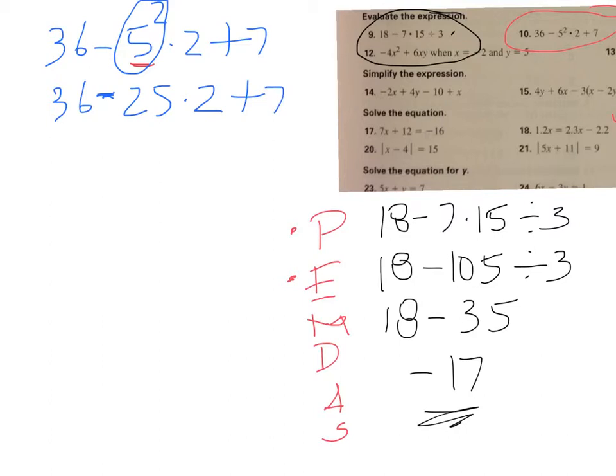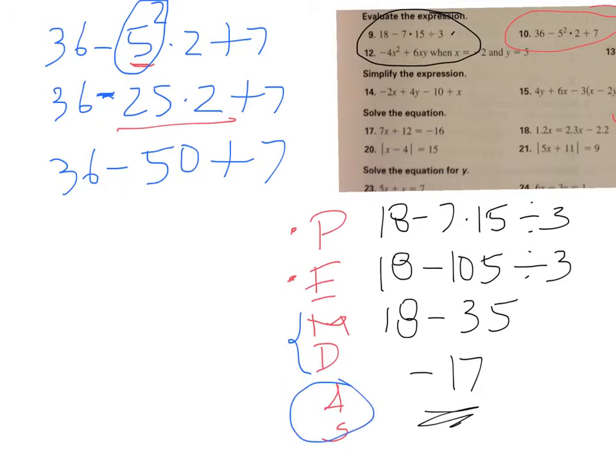Next on the order of operations, I have multiplication and division. There's only one multiplication here, which is 25 times 2. So bring down the 36. Minus 25 times 2 is going to give me negative 50. Bring down the 7. Last, I have addition and subtraction, whatever comes first. The first thing that I have here is subtraction. 36 minus 50 is going to give me negative 14, plus 7 is going to give me negative 7. That's how we evaluate an expression, or in this case solve using the order of operations.